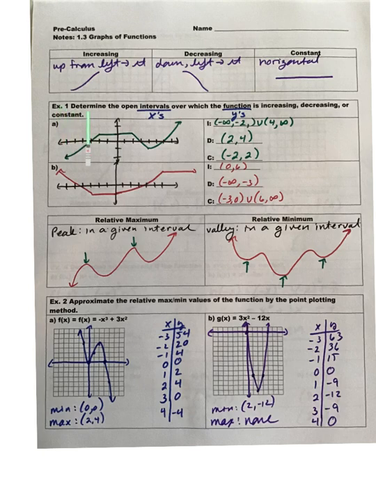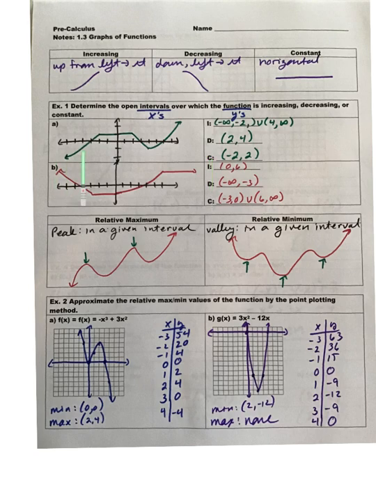Okay, so for example 1, we want to determine the open intervals over which the function is increasing, decreasing, or constant. So the intervals, we're talking about the x's. Whether it's going up, down, or constant, we're talking about the y's. So for these x values, the y's are increasing, or for these x values, the y's are decreasing. Okay, so I for increasing, D for decreasing, C for constant.